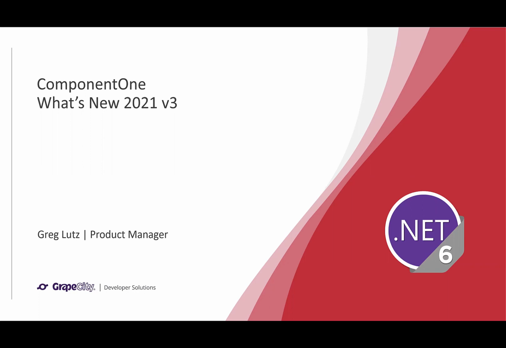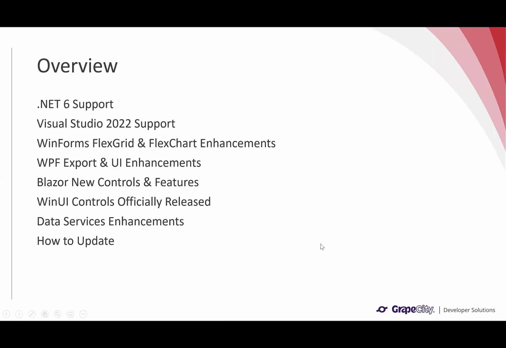This primarily includes .NET 6 and Visual Studio 2022 support across the product, but we also have existing developers using .NET Framework in mind, so we've added some useful enhancements there. We've added some new features for FlexGrid, FlexChart, and other WinForms and WPF controls. Our Blazor Edition and data services continue to grow, and we're finally releasing our WinUI controls with licensing. And after I show you everything, I'll show you how you can update to the latest version.